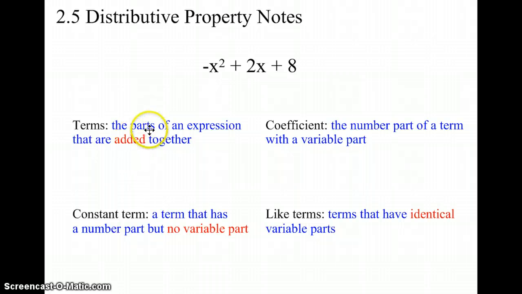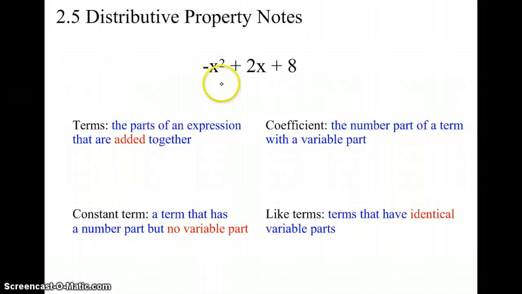We're going to start by talking about some important vocabulary terms, and you can see that I've given you a couple definitions here. We're going to use this as an example and talk about what is a term, a coefficient, constant term, and like terms. So let's start with a term itself.